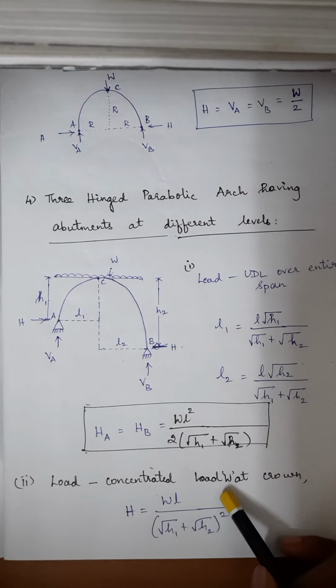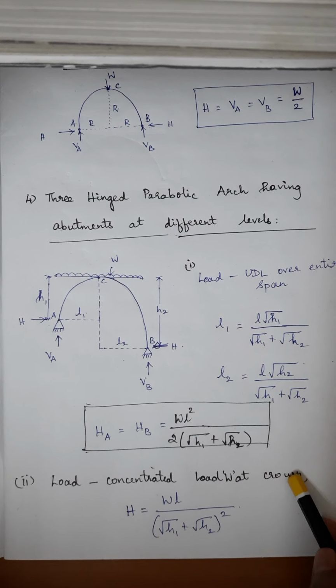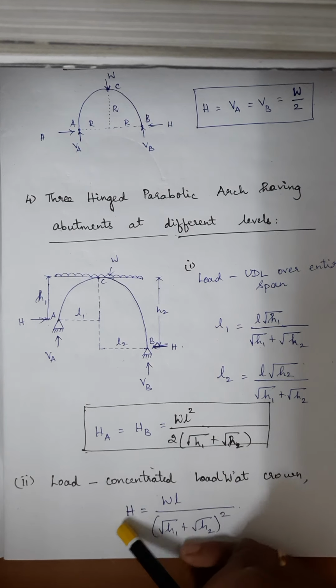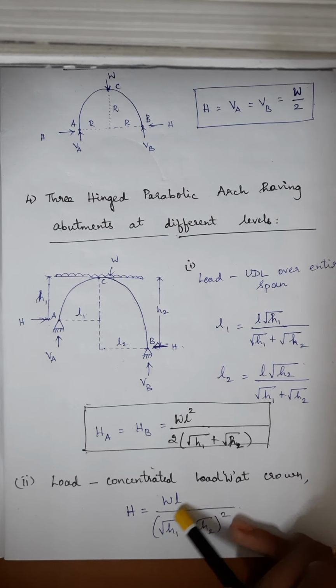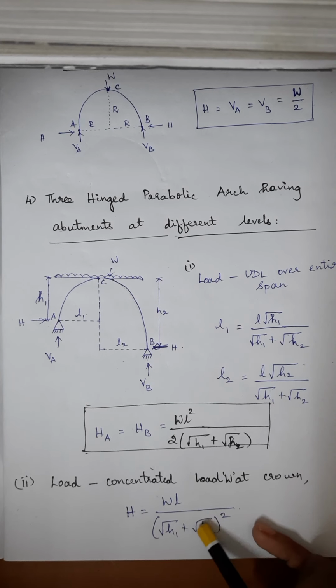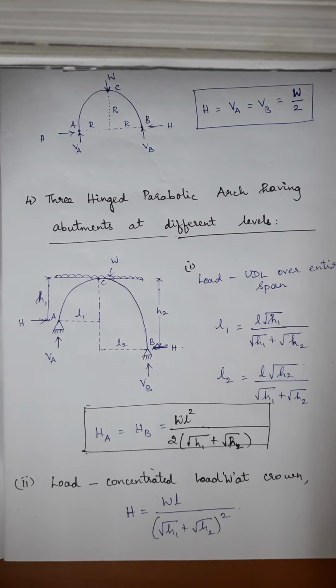Similarly, concentrated load W at crown. In this condition, horizontal thrust will be equal to WL divided by root of H1 plus root of H2, the whole square.